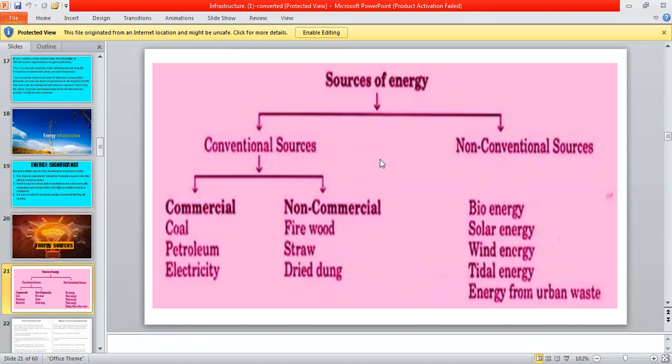Conventional sources are those sources which are being used. This has commercial as well as non-commercial. Commercial includes coal, petroleum, electricity, whereas non-commercial includes firewood, straw, and dried dung. Non-conventional are the sources which we do not actually use, but there is a potential for them, like bioenergy, solar energy, wind energy, tidal energy, and energy from urban waste.